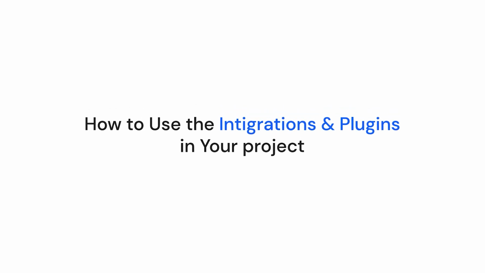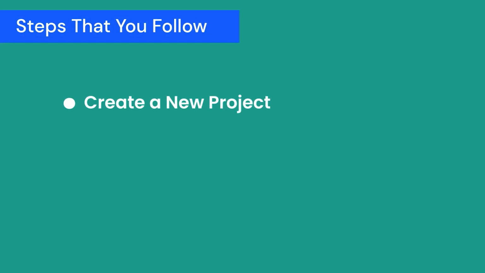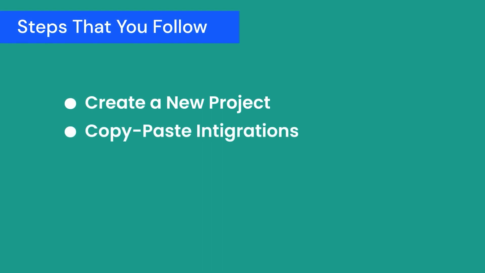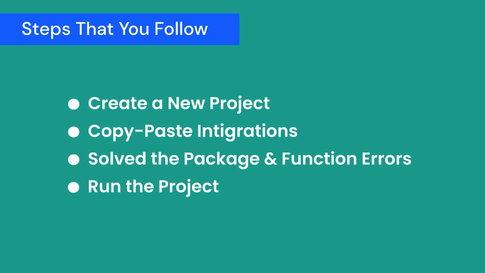And in this tutorial, we will see how to use the integration and plugins of Prokit in your project. So let's start with the following steps. Firstly, we will create a new project. If you have your project, then you don't have to do that. Then we will go into the given Prokit folders and find that integration, and we will just copy and paste that code into the new project that we have. Then we will solve some package and function errors that you need. And finally, we will run the project and it will be seamlessly integrated in your system. So let's go and see how to do that.